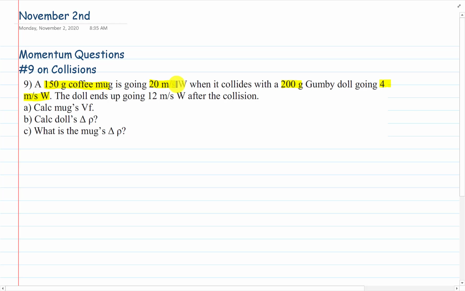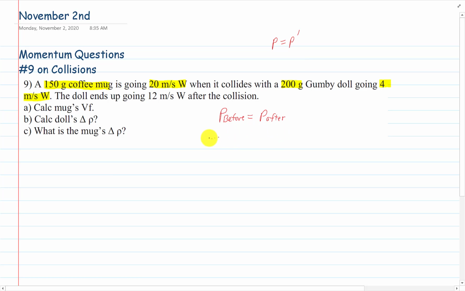So this is kind of like one car bumping into another car, rear-ending it, okay? The doll ends up going 12 meters per second west after the collision. So this is a collision. So instantly on a collision, we write down the momentum before equals momentum after. And if you just go P equals P prime, I'm fine with that.